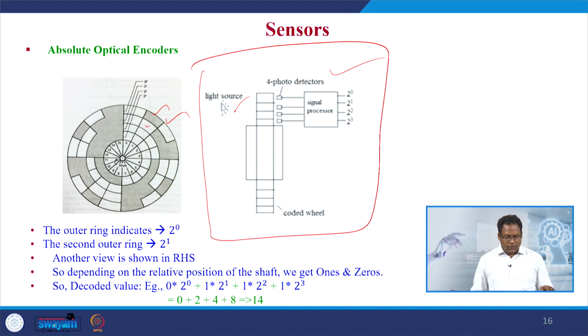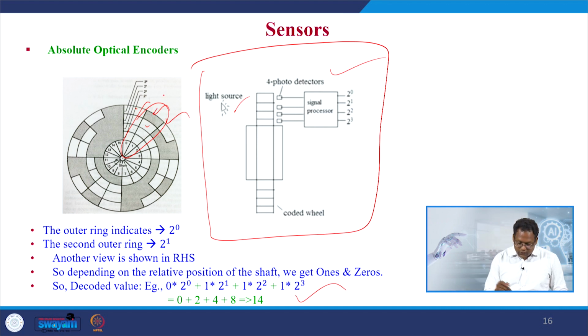Let the outer ring, as I mentioned, be indicated by the coded value 2 power 0. Similarly, the second outer ring is 2 power 1, and depending on the relative position of the shaft, we get ones and zeros coming out from the photo detector's signal processing unit. So, the decoded value, let us say in this case, is for the second sector. This is sector number 1, this is sector number 2.